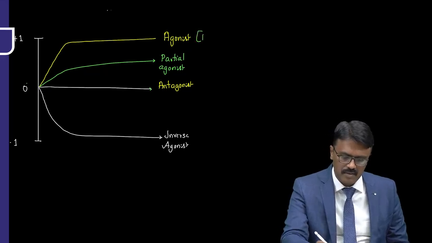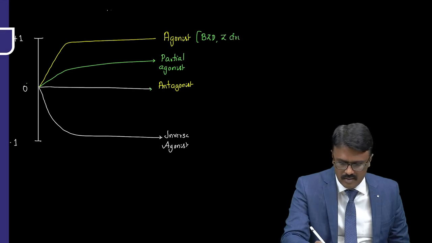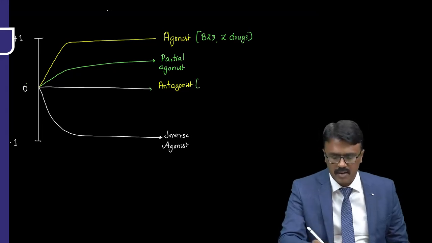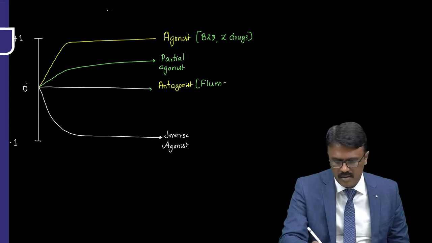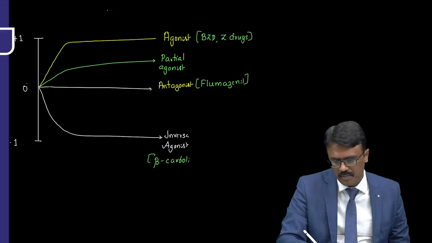For example, the examples are a classical drug called benzodiazepines and Z drugs. And the antagonist for these receptors, particularly the GABA, is a drug called flumazenil. And the inverse agonist for this is beta carboline. This is an example for you.